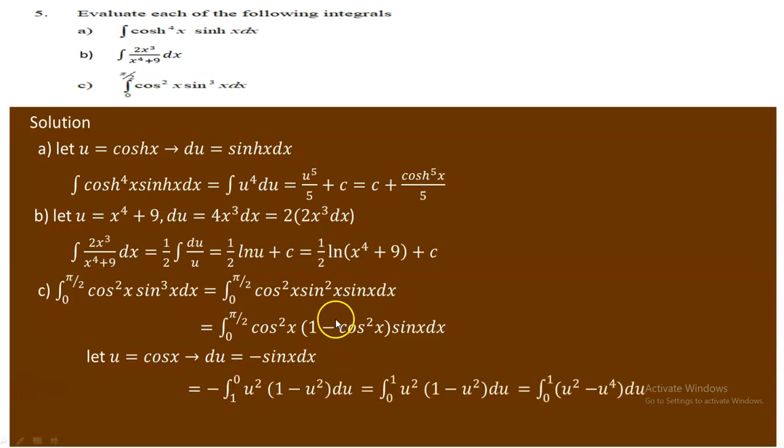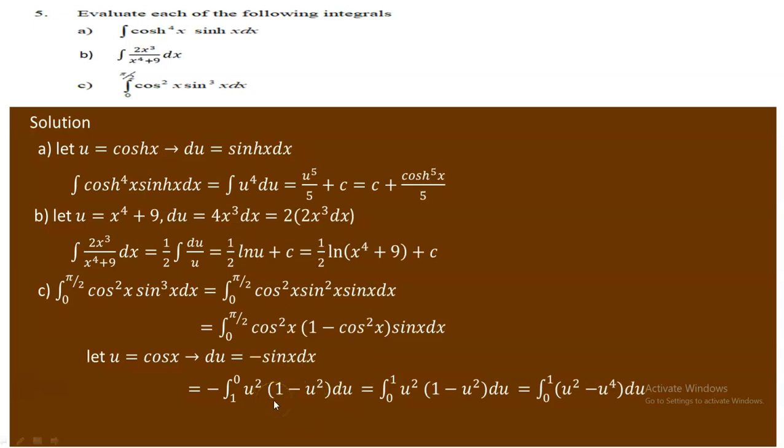Now look, everything of x is now changed to everything of u. When x is 0, cos 0 is 1. That's why I'm having 1 here. When x is pi over 2, cos pi over 2 is 0. So we're having 0 here. This minus comes because of this minus sin x dx. Because of this negative, this minus is out. Then this is u squared, 1 minus cos squared is u squared du.